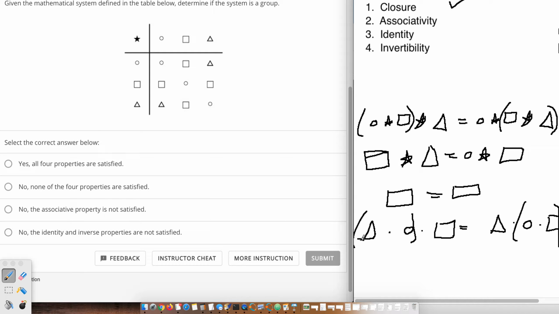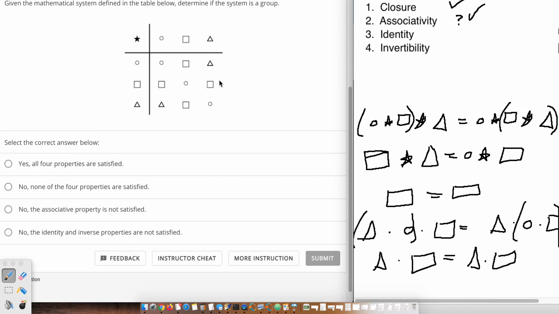So triangle, dot, circle: triangle in the row, circle in the column makes triangle. Circle, dot, square makes square. Okay, circle in the row, square in the column gives us a square. And those are going to be the same thing, right? It's looking associative, so I think it's a check.